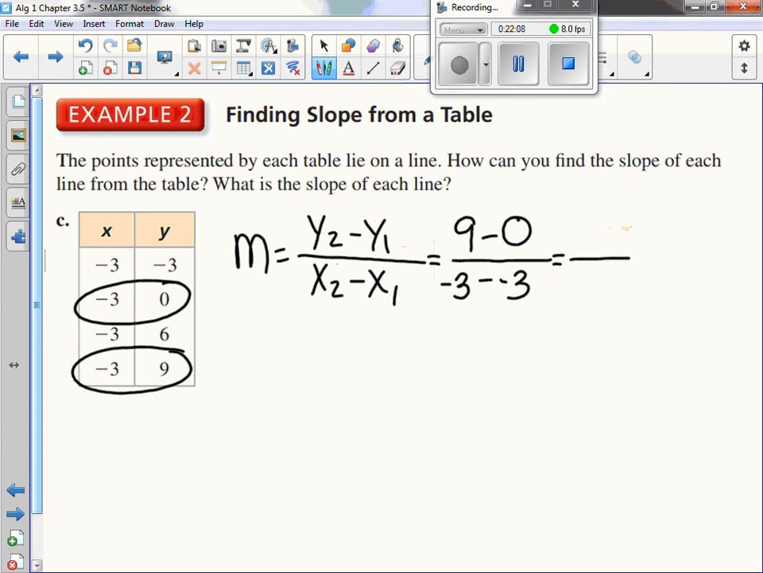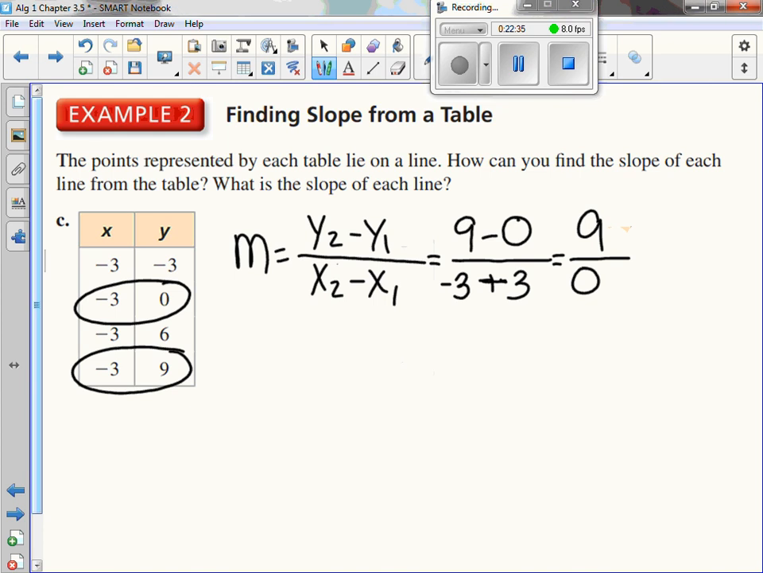Well, 9 minus 0 is nice, isn't it? Because what is 9 minus 0? 9. It would be 9. Because we're not really taking anything away or adding it, so it's just 9. Well, a negative and negative would make a positive. So -3 plus 3 is, well, 9 over 0. Simplify. Can I have 9 over 0?